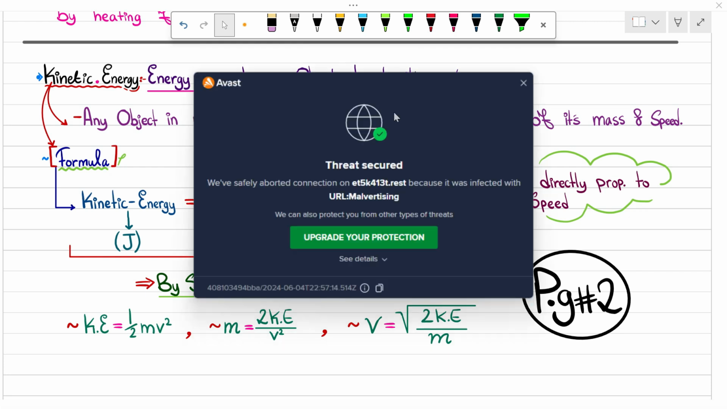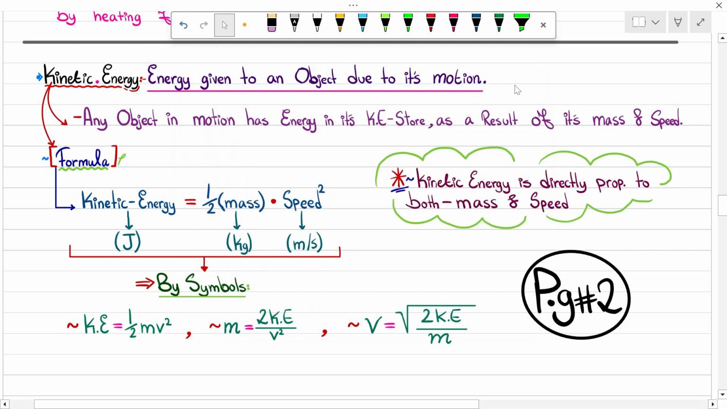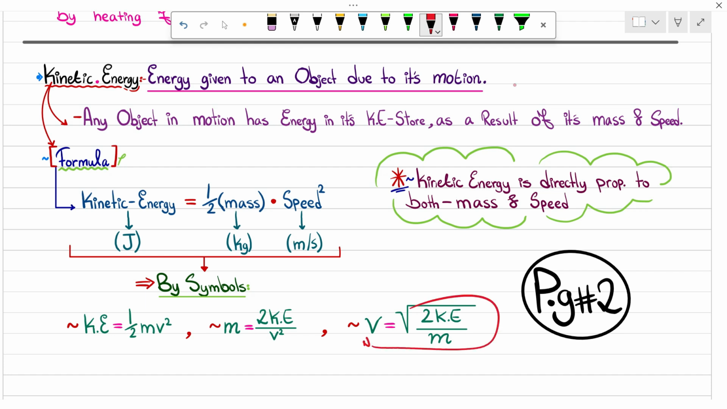So, by symbol, KE is equal to half mv squared. Mass is equal to 2KE over v squared. And your speed is equal to the root of 2KE over m. The kinetic energy is directly proportional to the mass and speed of the object. If you increase the mass of an object, the object has more kinetic energy, and of course if you increase the speed of an object, the object has more kinetic energy, because as you're increasing the speed, you're moving faster, and the more motion you have, the more kinetic energy, as kinetic energy is the energy due to an object's motion.